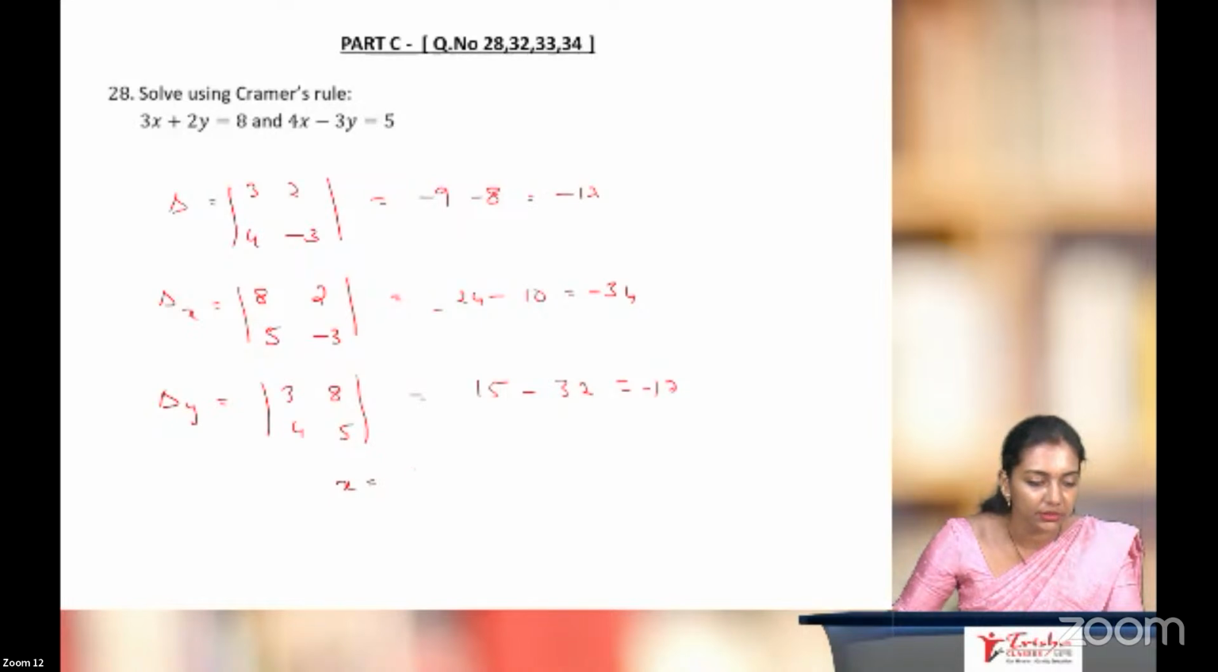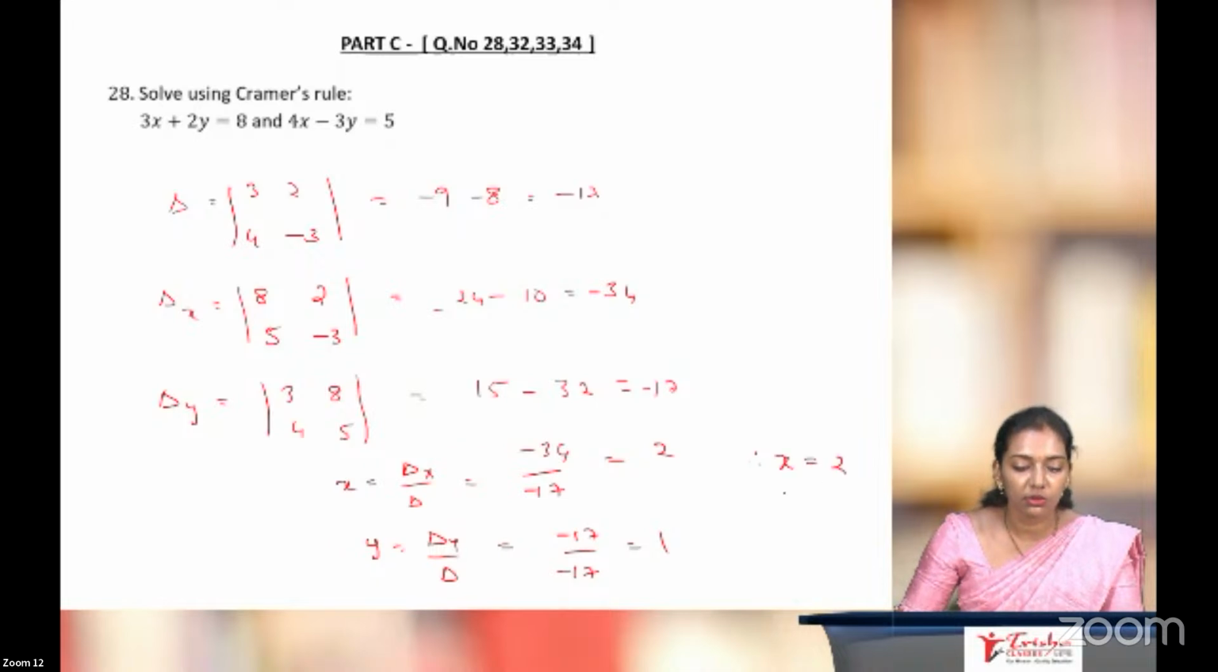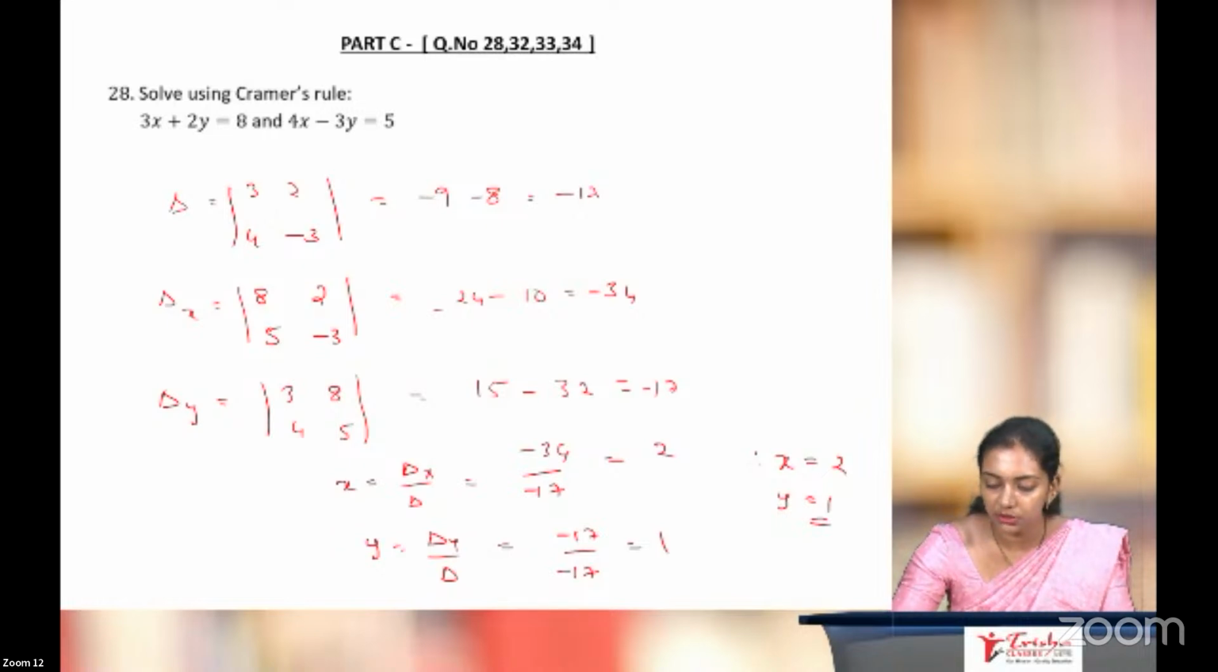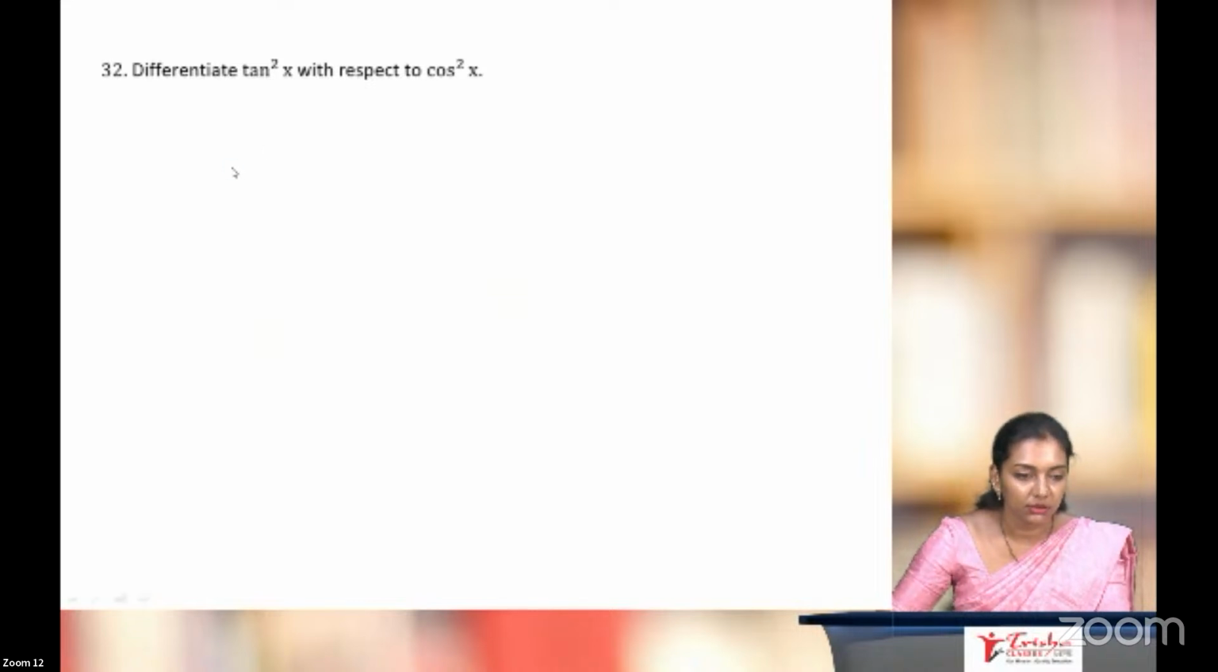Okay. So now x value. What is x? How do you get x? Delta x by delta. Y will be delta y by delta. So delta x is what? Minus 34. Divided by delta, minus 17. So 2. Here delta y is minus 17. Delta is minus 17. So it is 1. Therefore, x equal to 2. Y is equal to 1. Okay. I hope you got it. Note down if you want. I hope it is done.